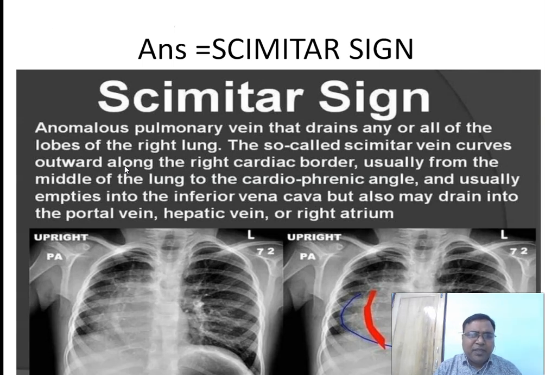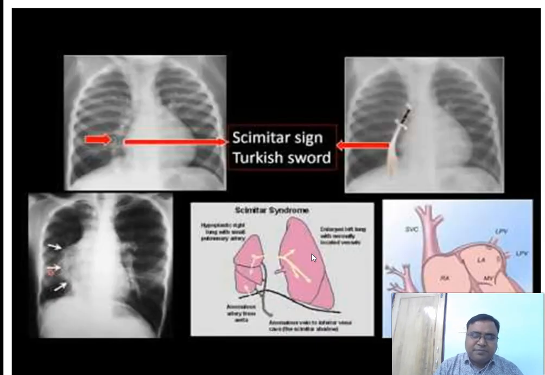What is the scimitar? Anomalous pulmonary vein that drains any or all of the lobes of the right lung. The so-called scimitar vein curves outward. The scimitar vein curves outward along the right cardiac border, usually from the middle of the lung to the cardiophrenic angle, and usually empties into the inferior vena cava, but also may drain into the portal vein. This is that classical picture, that is your scimitar sign. It is just like your Turkish sword, the scimitar sign.